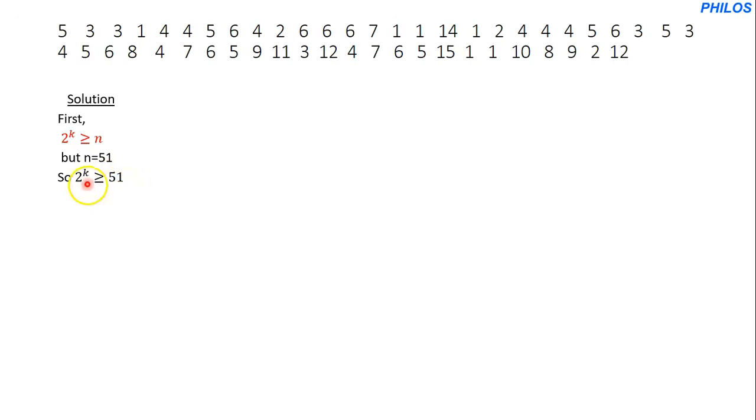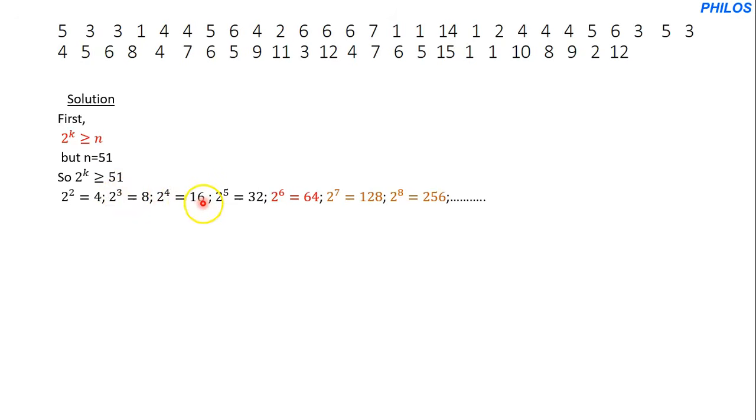Now what we have to do is to find the value of k. To get the value of k, you ask yourself, 2 exponent what will be greater than 51? Are you with me? So let's check. 2 exponent 1 is 2. So 2 is not greater than 51, so k cannot be 1. 2 exponent 2 is equal to 4. 4 is not greater than 51, so k cannot be 2. 2 exponent 3 is 8. 8 is not greater than 51, hence k cannot be 3 too.